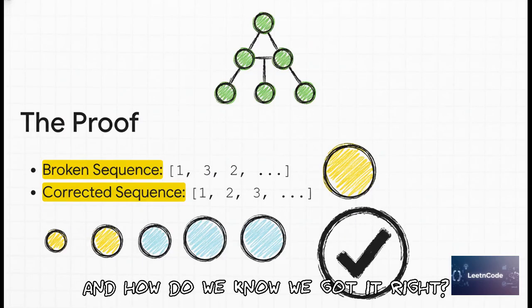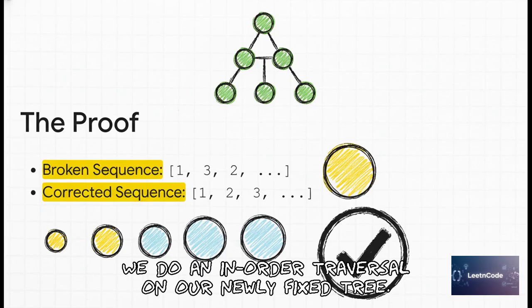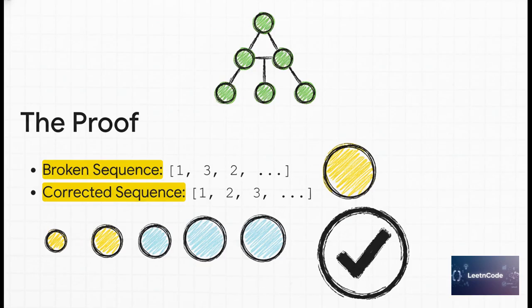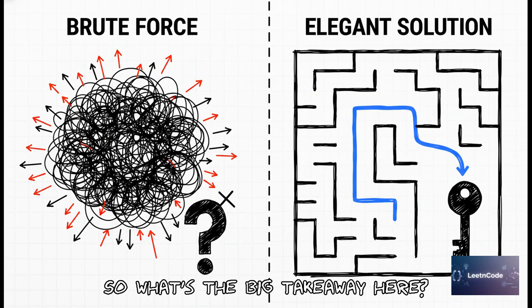And how do we know we got it right? Well, let's run our test again. We do an in-order traversal on our newly fixed tree, and what do we get? 1, 2, 3, 4. A perfect sorted sequence. The golden rule is restored. Case closed. So what's the big takeaway here?